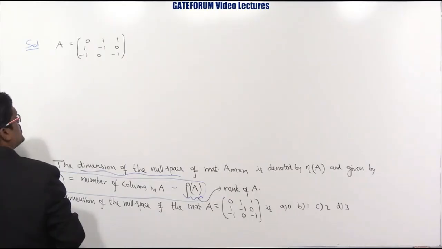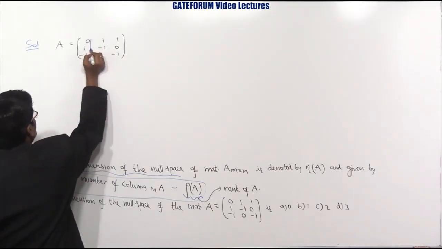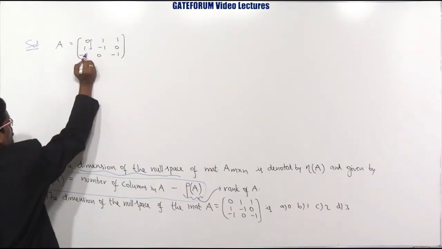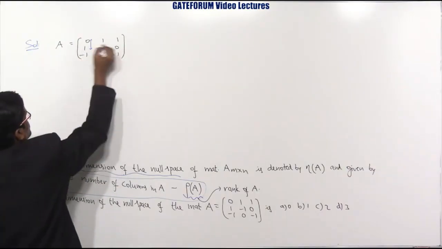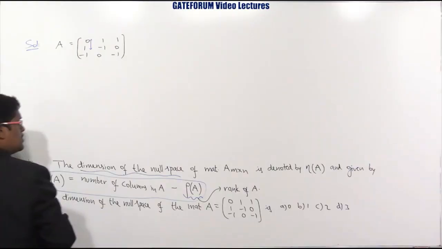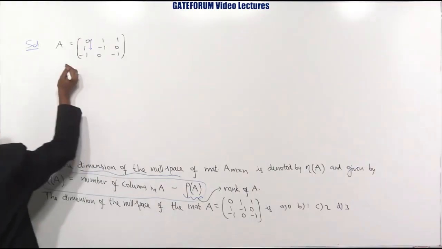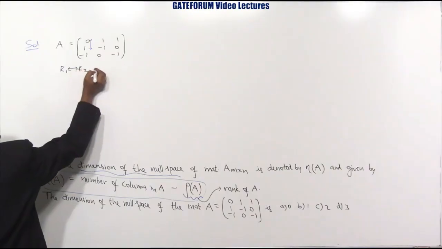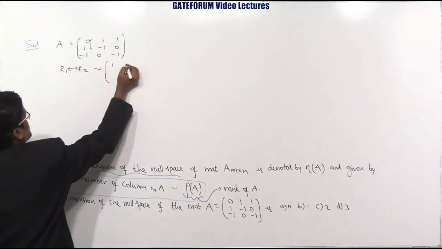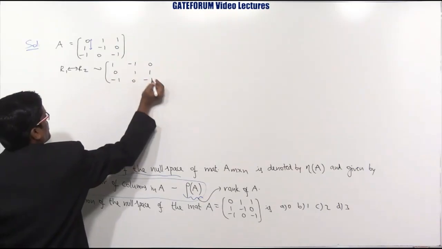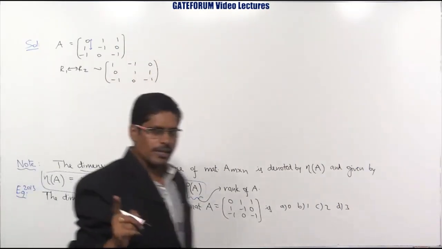So here the first diagonal element is 0. We should interchange these two, because below the diagonal element, if there is any non-zero element, immediately interchange the rows. Otherwise, you will be in trouble. Don't take the next one as the first non-zero element. This was already done two days back, rank of matrix. So R1 interchanges R2, equivalent to 1, minus 1, 0, 0, 1, 1, minus 1, 0, minus 1. I hope everyone is following and understanding.